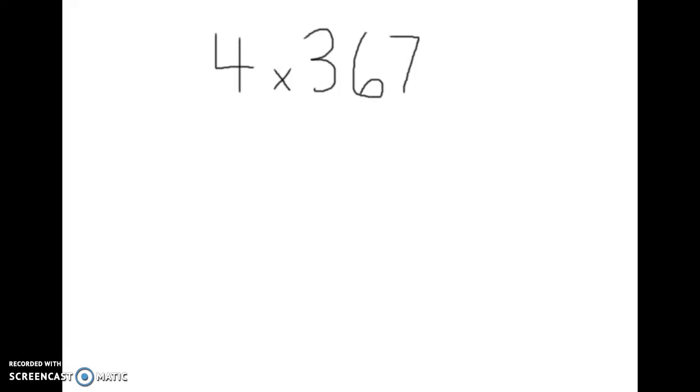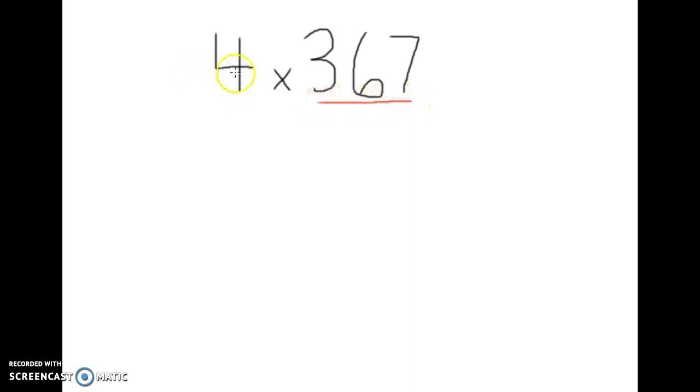Today we are going to look at multiplication using expanded algorithm. Our problem that we're going to be working with is 4 times 368, or excuse me, 367. So you might be looking at the number 367 and thinking, wow, that is a really big number. I have no idea how I'm going to multiply that by 4. Well, we can make it a lot simpler by expanding this number 367 here.